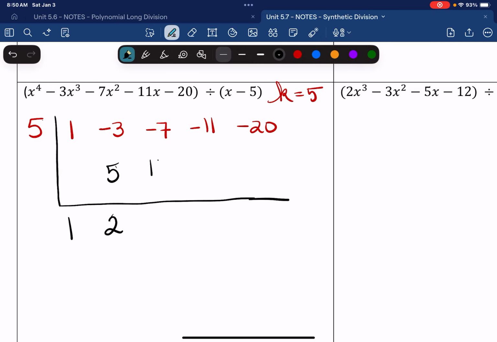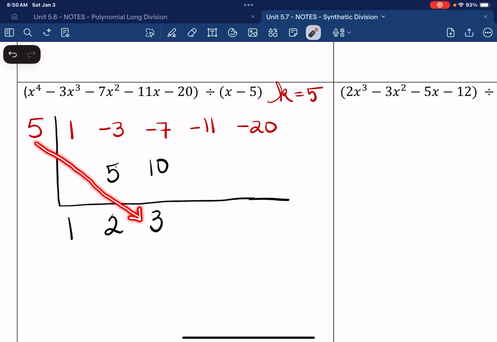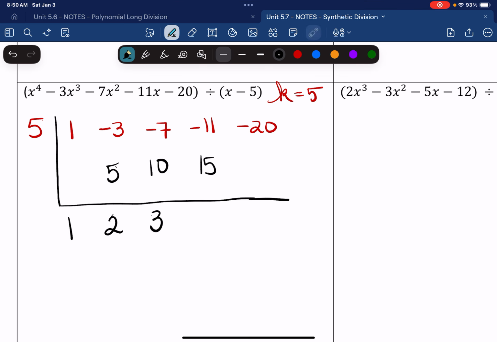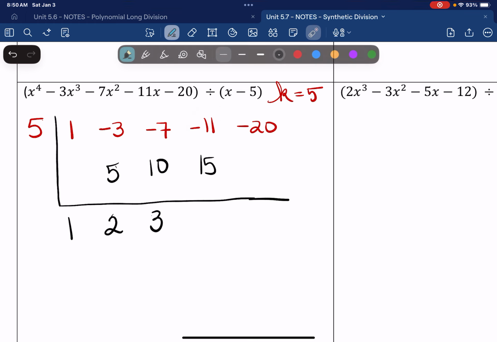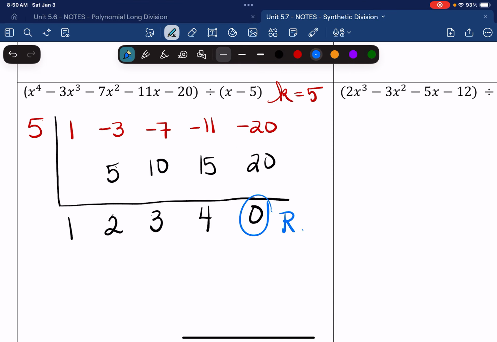Multiply again. 5 times 3 gives us 15. So we'll place a 15 right here. Combine, and that gives us 4. Negative 11 plus 15 gives us 4. Multiply again. 5 times 4 is 20. Place a 20 right there. And when we combine negative 20 plus 20, we get 0. So our remainder for this problem is 0. We have nothing left over. These polynomials divide each other evenly.